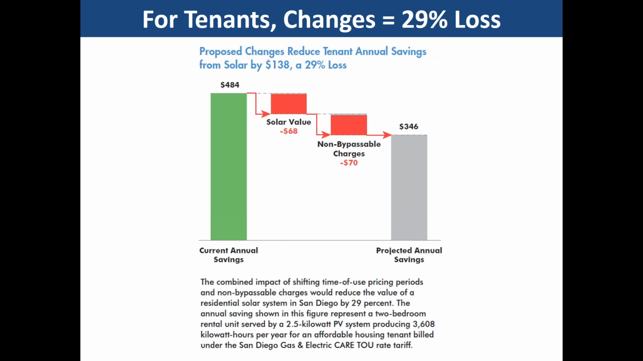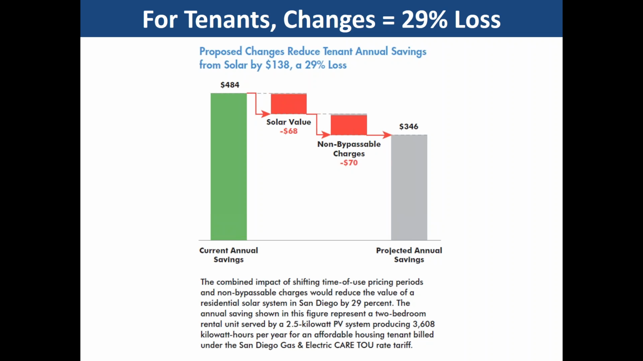So I lied, there is one more graph here. I'm just briefly going to touch on this. Wayne's going to go into this in much more detail. This is looking at the loss of value for tenants with solar. Again, on the left, the green bar is showing the current solar savings that could be achieved before any of the changes are implemented.